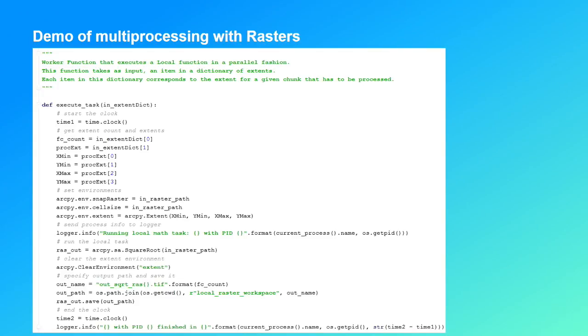Okay. And then I'm actually running the raster analysis tool, which in this example is the square root math tool. And then I'm writing that output. So this entire execute task function, to reiterate, would be run by all these processes simultaneously on different pieces of data in different extents.